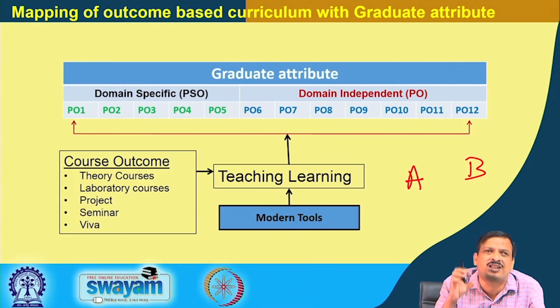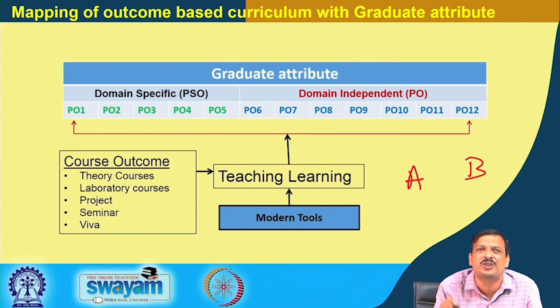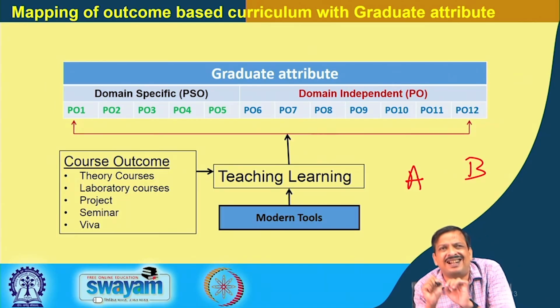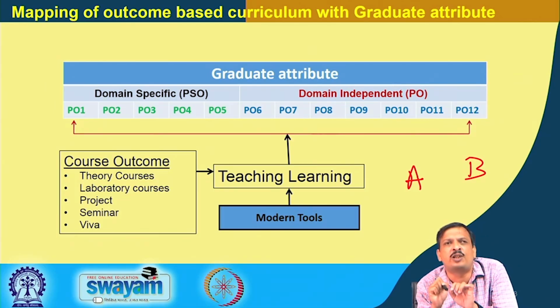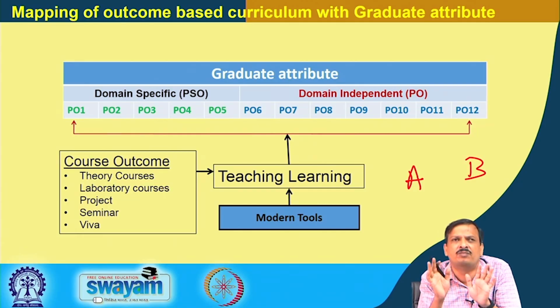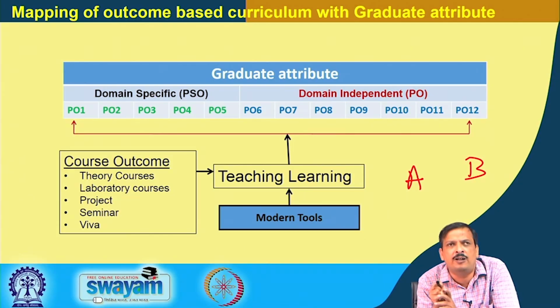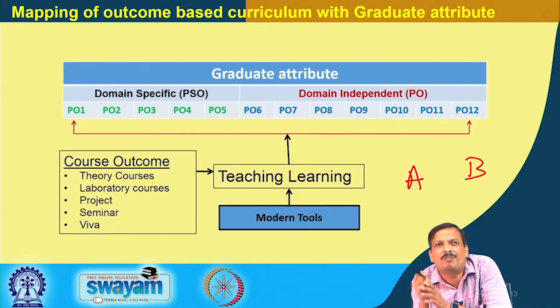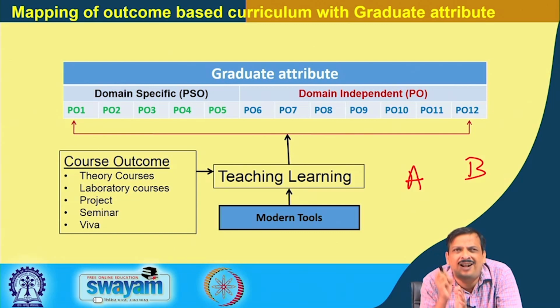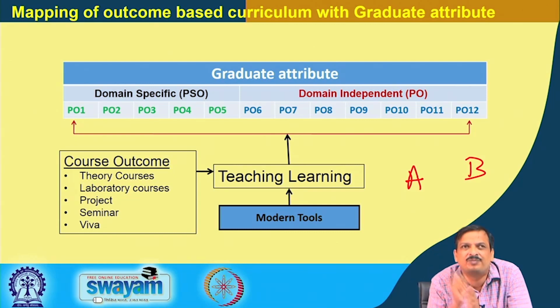Maybe the electronics department of Institute A is producing BTech graduates who are experts in embedded systems, because Institute A has a resource where the strength is much more on embedded systems. Institute B has an electronics department, but much more strength on microwave. So, their PSO must reflect microwave. So, when there is a much more complex design on microwave.